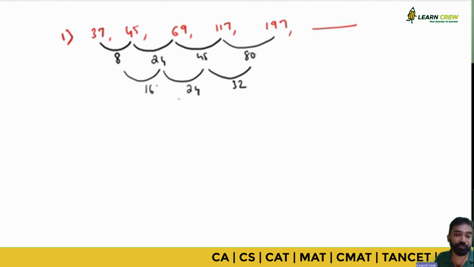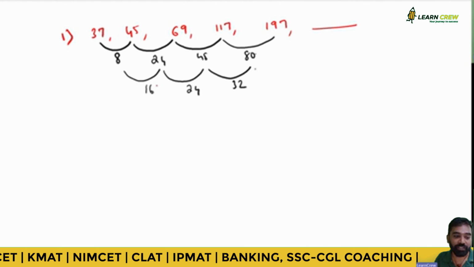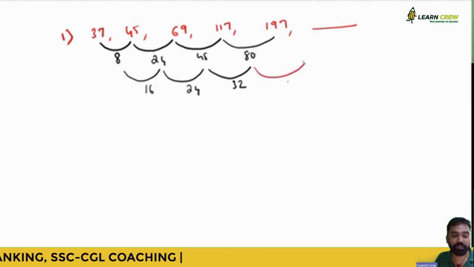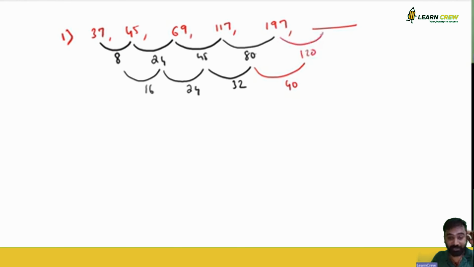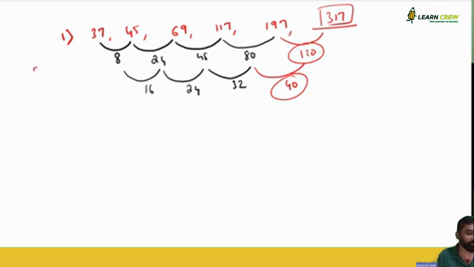Yes, it is a multiple of 8: 8 twos, 8 threes, 8 fours. So the next one is going to be 8 into 5, that is 40. If this is 40, the next difference is 80 plus 40, that is 120. So here it is going to be 197 plus 120. How much is 197 plus 120? 317. This is the first way of doing it.